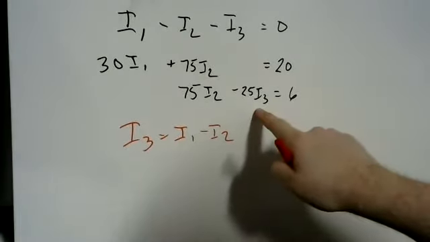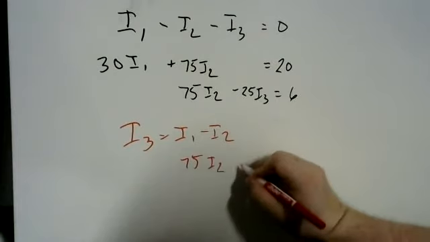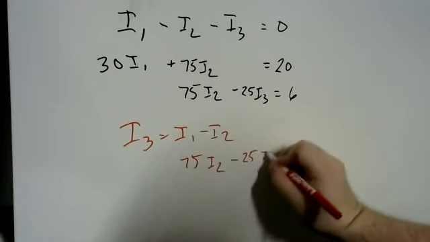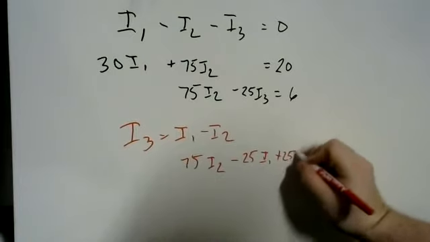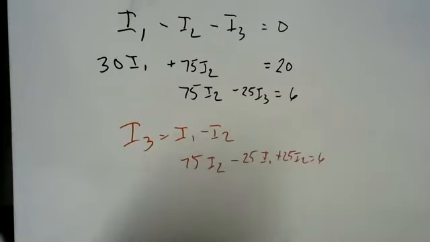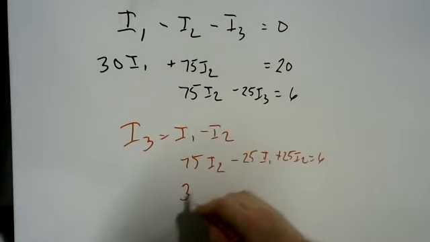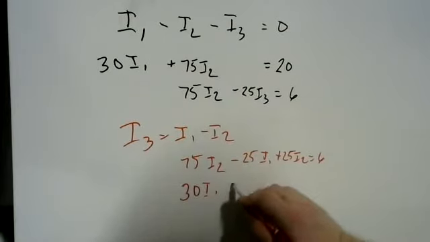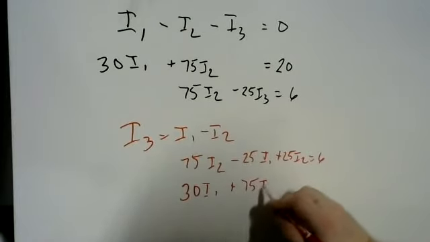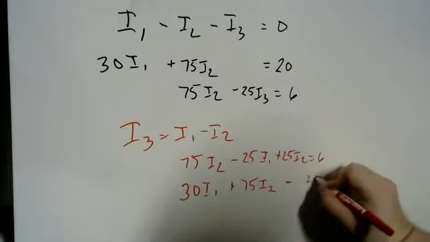Now that means we can plug it in to this equation. So we have 75 I2 minus 25 I1 plus 25 I2 is 6. What I've done is I've taken this, plugged it in for I3. And now I have this other equation, 30 I1 plus 75 I2. Have I done that right? 30 I1 plus 75 I2 equals 20. Right.